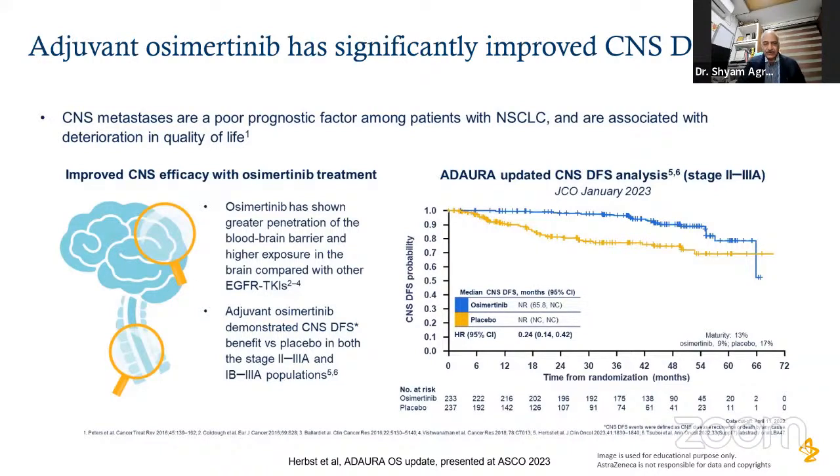Adjuvant osimertinib also demonstrated CNS DFS benefit versus placebo in both the stage 2 and 3A and 1B to 3A population. We also see the separation in DFS analysis. The hazard ratio was 0.24, which is very significantly demonstrated in stage 2 to 3A.